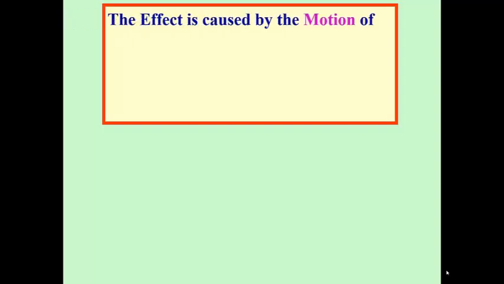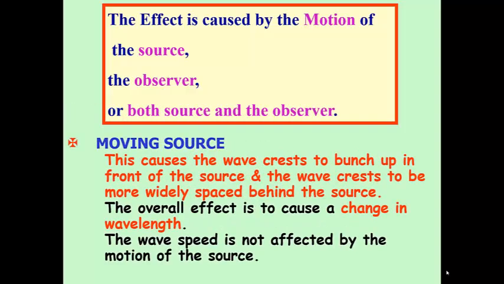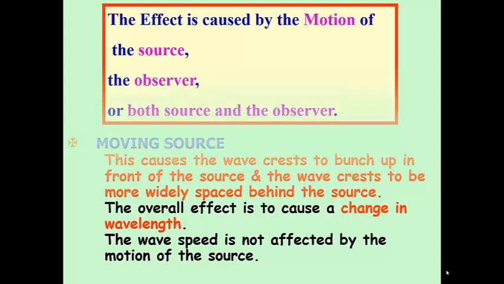This effect is caused by the motion of either the source, the observer, or both. If there's a moving source, then what you actually are observing is the wave crests that are bunching up in front of the source and the wave crests that are more widely spaced behind the source. And the overall effect is to cause a change in wavelength. And the wave speed is not affected because that only depends on the medium.